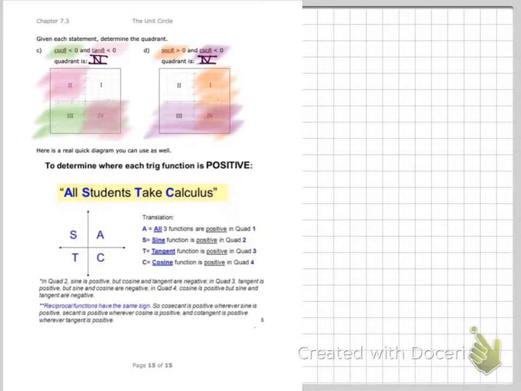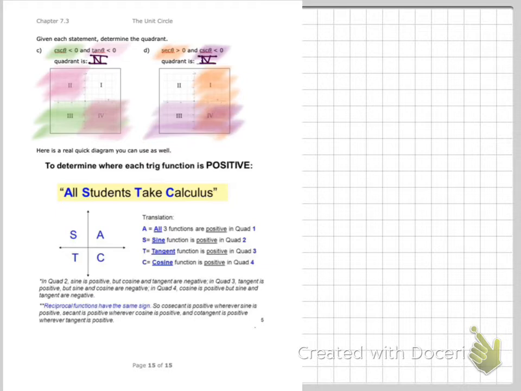So we can take a look at a trick for remembering this: All students take calculus, starting in quadrant 1. All the trig functions are positive in quadrant 1. Sine is positive in quadrant 2. Tangent is positive in quadrant 3. And cosine is positive in quadrant 4.